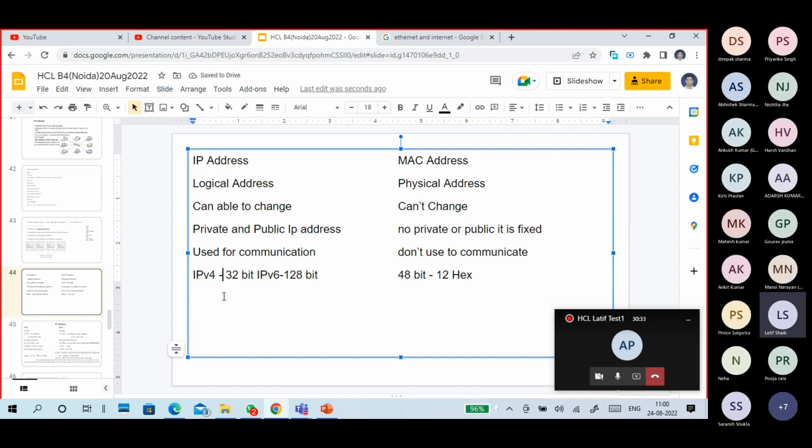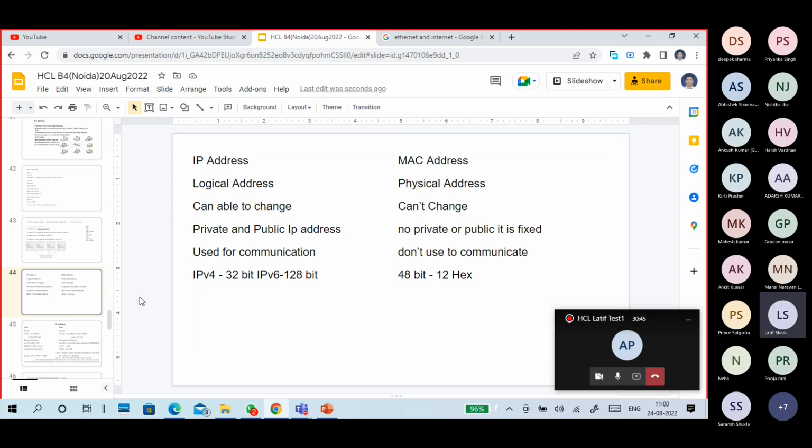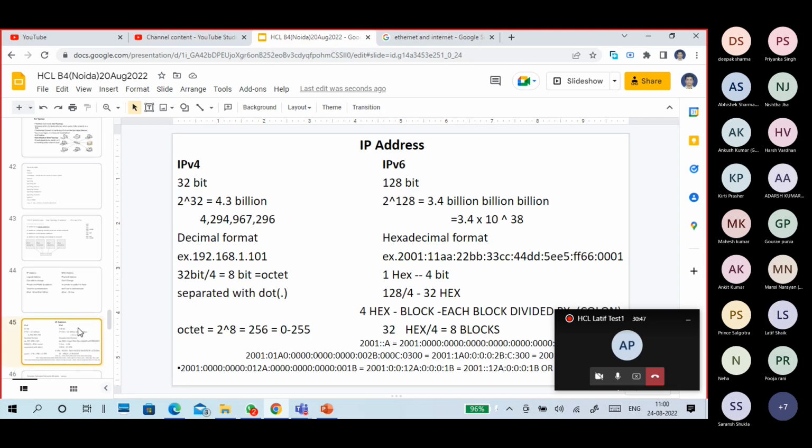So these are the differences you found between an IP address and a MAC address, like domain and workgroup. You can add it like that. Okay, so everybody is silent.